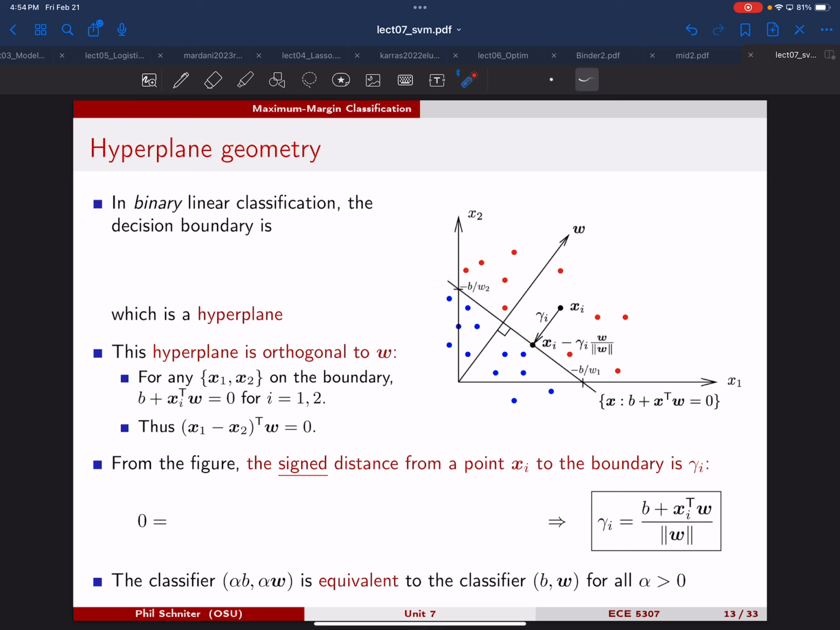This particular set of data, the way that it's drawn here, you can see is linearly separable in that this boundary has perfectly separated the data into red versus blue.